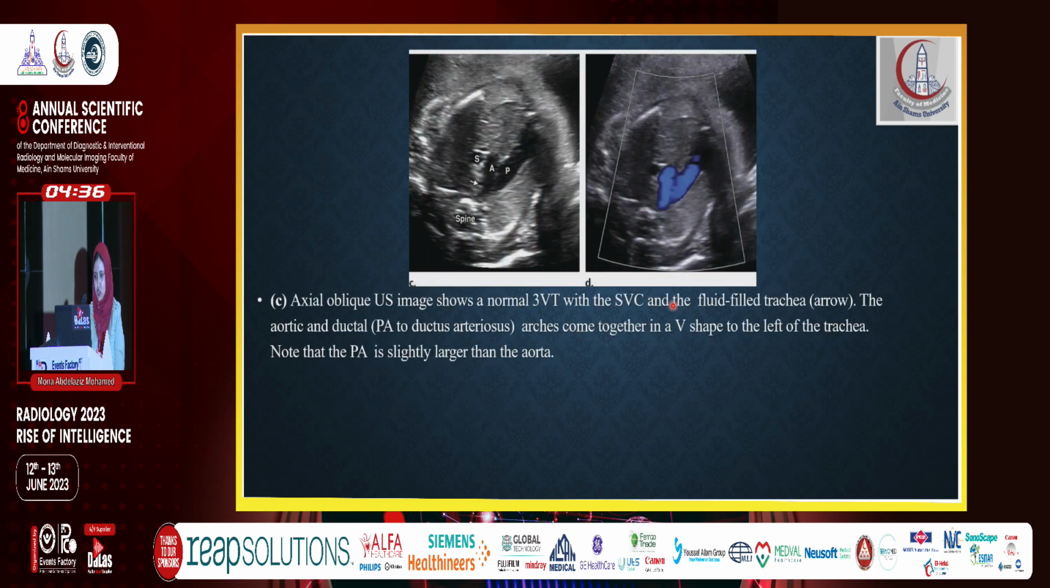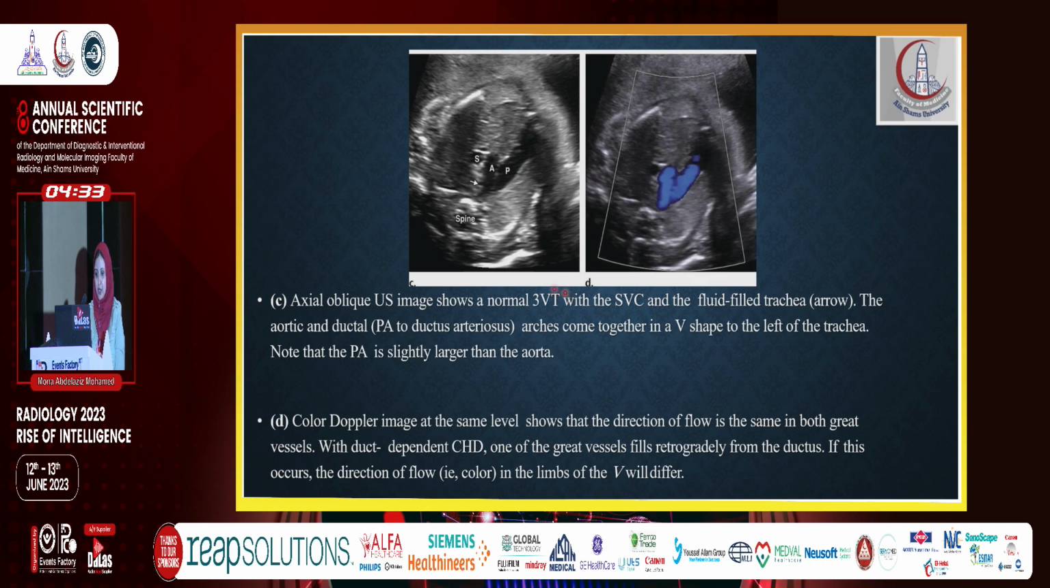This is an ultrasound image that shows the normal three-vessel view. Here we can see the trachea, this small tubular structure behind the vessels. This is a normal arrangement of the vessels: the pulmonary, the aorta, and the superior vena cava. And here the aorta and the ductal arch, which is the ductus arising from the main pulmonary, form a V-shaped confluence. The direction of the blood flow should be the same. If it is reversed in one vessel, we should think of a duct-dependent congenital heart disease, where the flow is reversed from the pulmonary to the aorta, not from the aorta to the pulmonary.